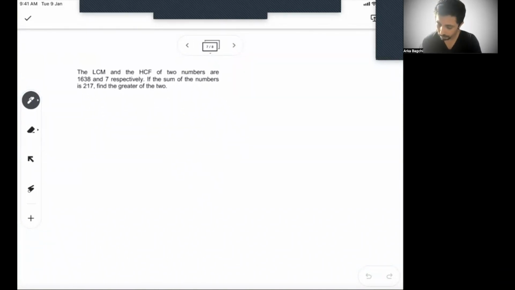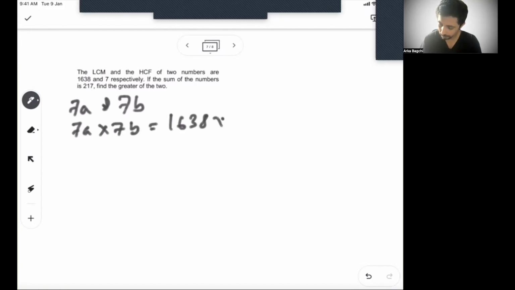The LCM and HCF of two numbers are 1638 and 7 respectively. If 7 is the HCF, then the numbers can be 7A and 7B, because 7 has to be the common factor between both of them. So 7A into 7B is 1638 into 7, because the product of two numbers is the product of their LCM and HCF.